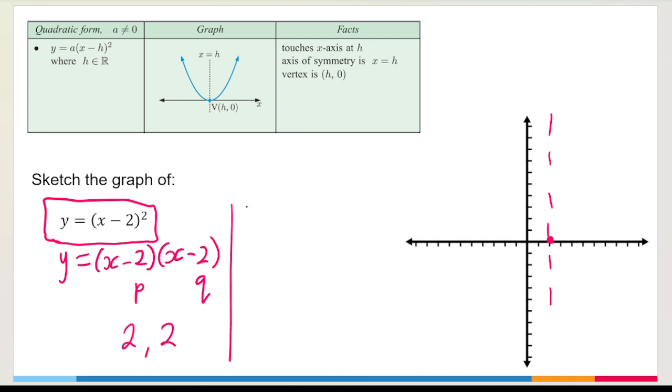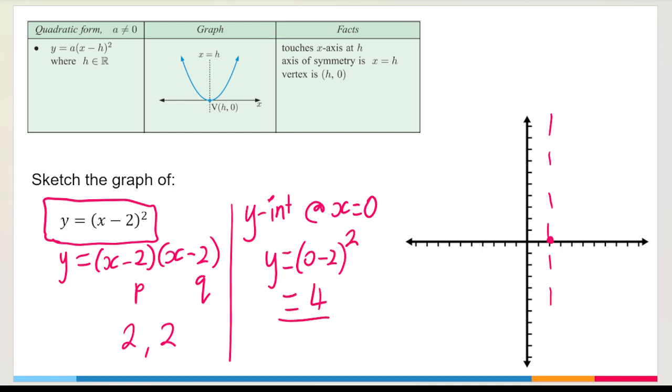But before that, I'm also going to see what my y-intercept is, which is happening when x equals 0. So y equals 0 take 2 squared. So negative 2 squared gives me positive 4. So I can actually draw that in on my graph and get a bit of a better diagram there. And so we have y equals 4 as our intercept.